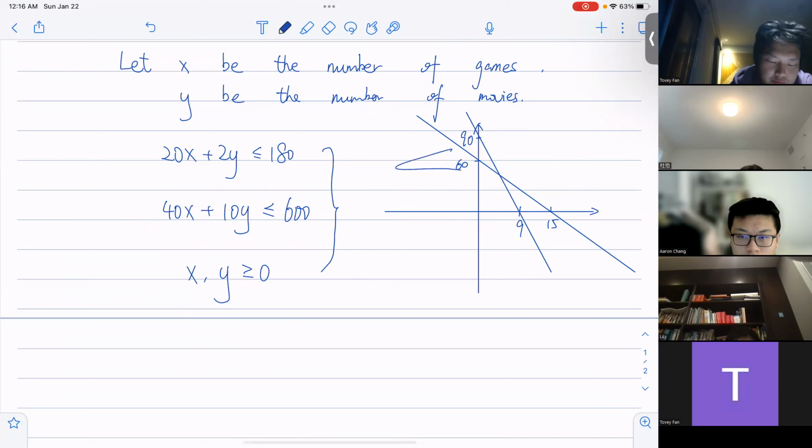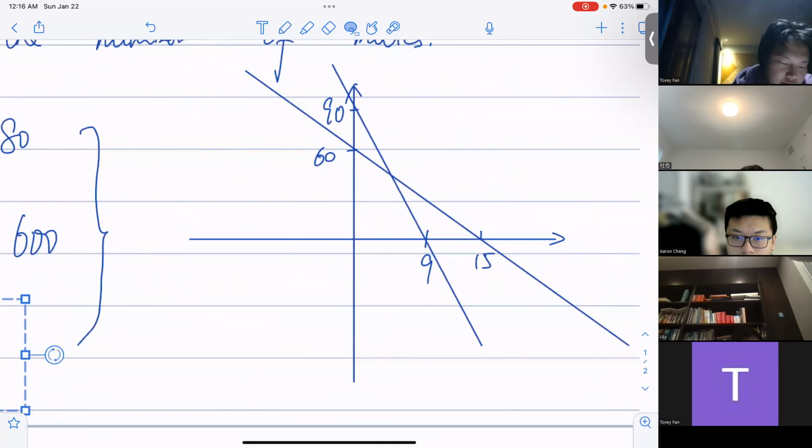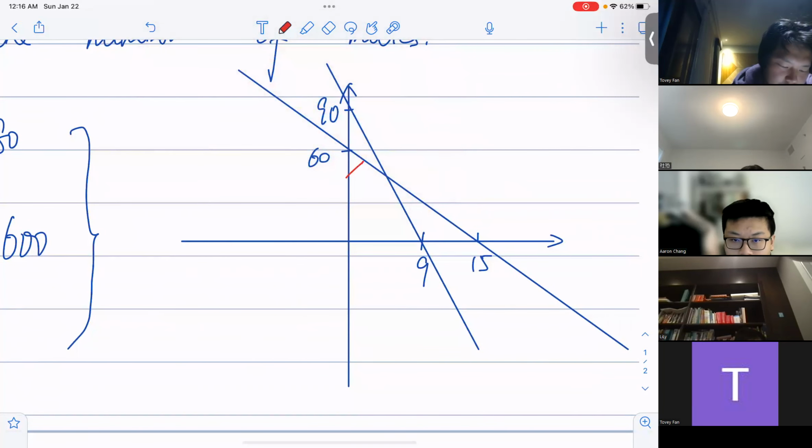And it seems to be an open region, but if you remember this, x and y both have to be greater than or equal to 0, then you will see that the closed region is just going to be this part.